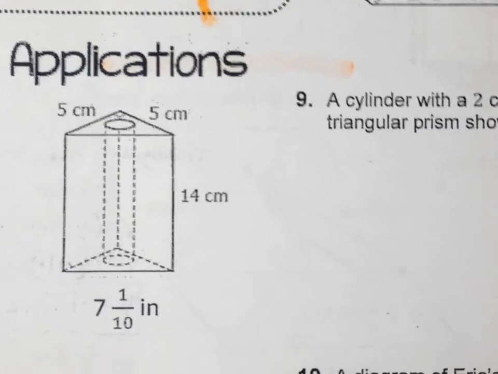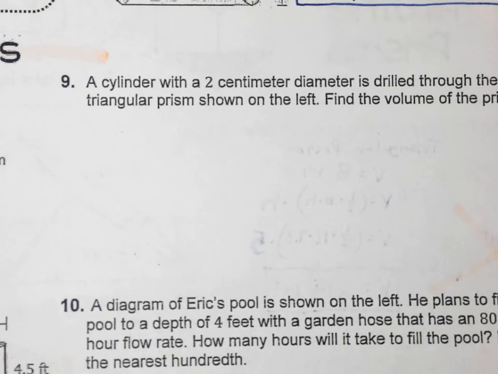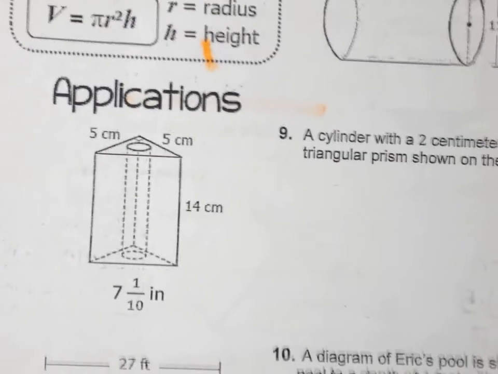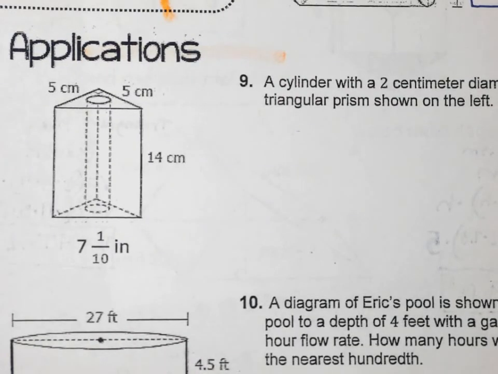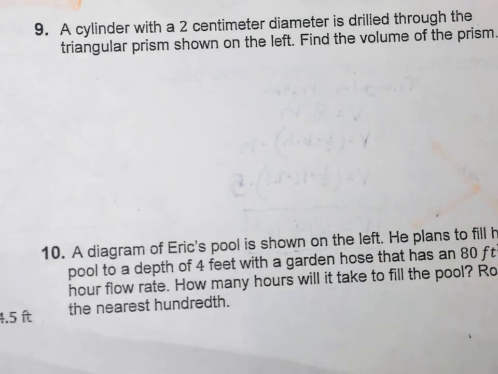Down here in this application, the first one, it says, let me zoom out a little bit too. A cylinder with a 2 centimeter diameter is drilled through the triangular prism shown on the left. Find the volume of the prism. So what they did, you had a triangular prism. They drilled a cylindrical hole through the middle of it. They want to know the volume of the prism with that cylindrical hole missing. So set up for this one, and it should be familiar to y'all from last unit.